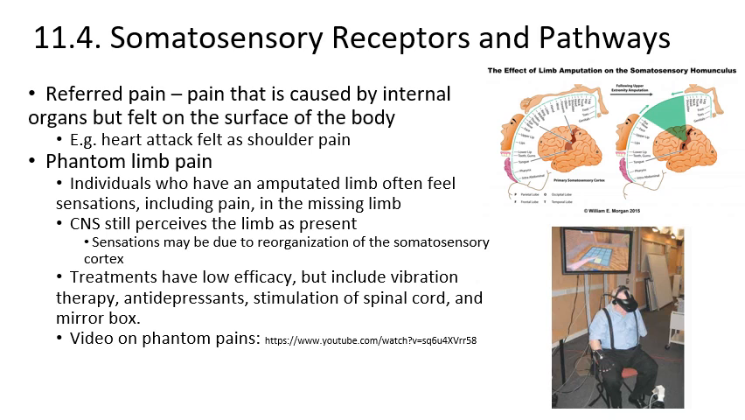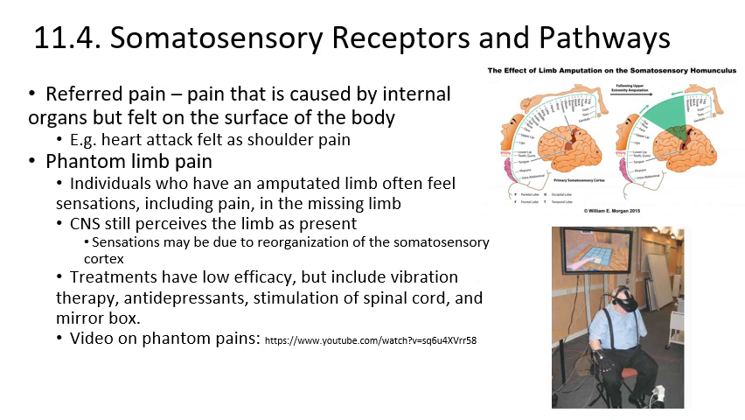There's also phantom limb pain. So individuals who have an amputated limb will often feel sensations in that missing limb. If someone loses their left arm, they might still feel like their left hand is connected somehow or is present. The central nervous system is still perceiving the limb as present. There's still a part of the central nervous system that codes for the left arm. The sensations may be due to reorganization of the somatosensory cortex. It might also just be random firings.